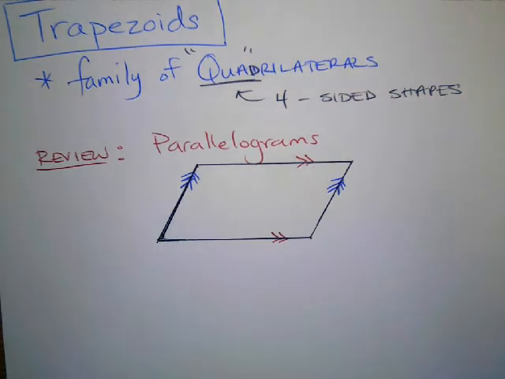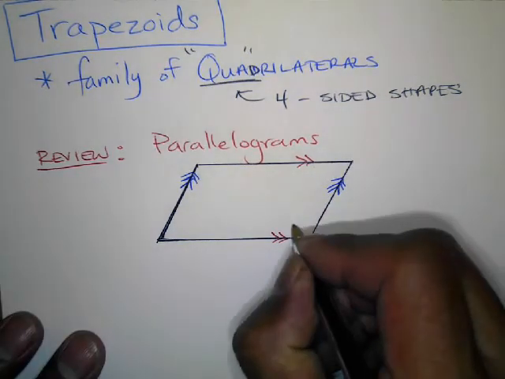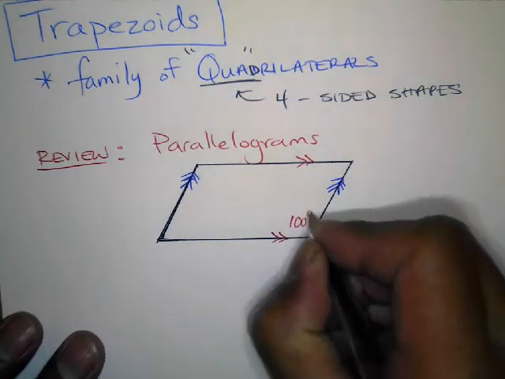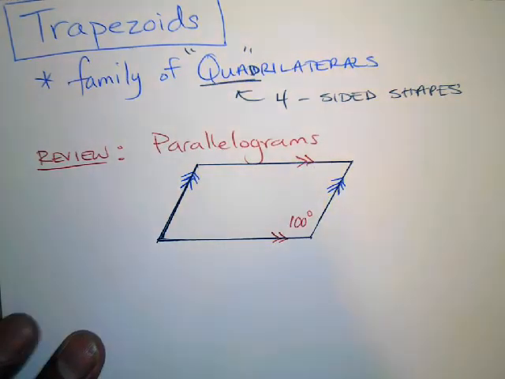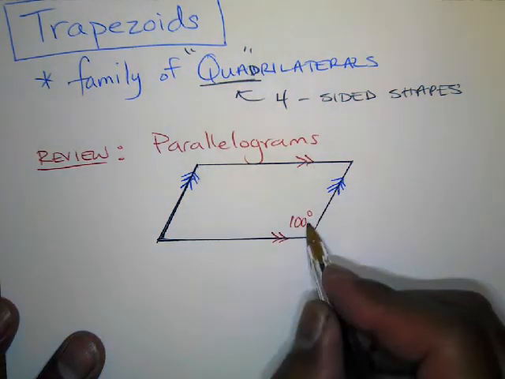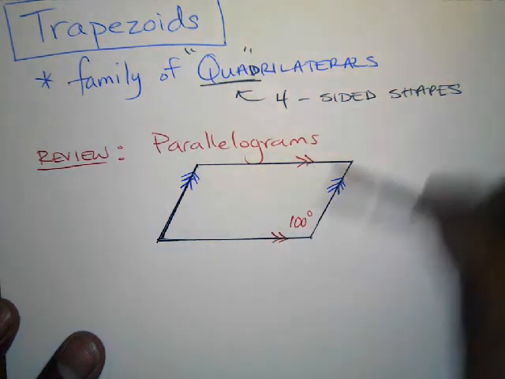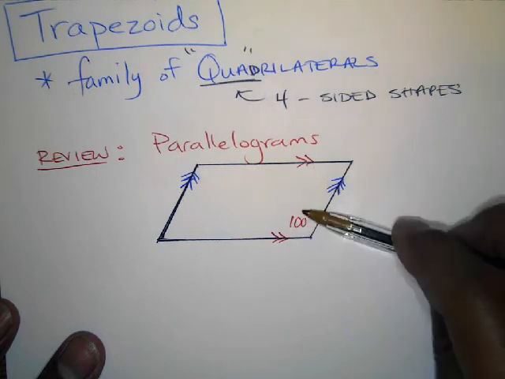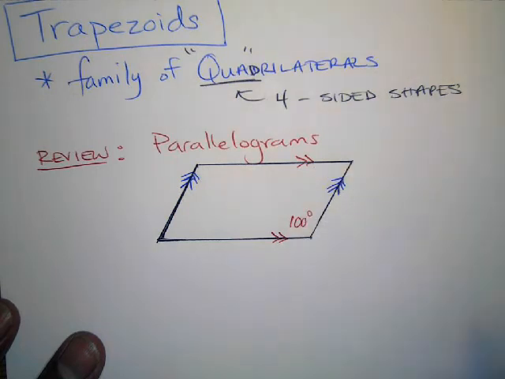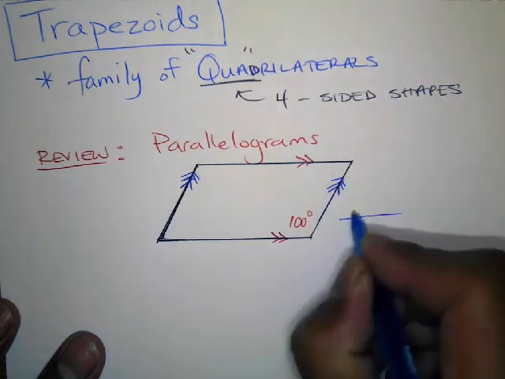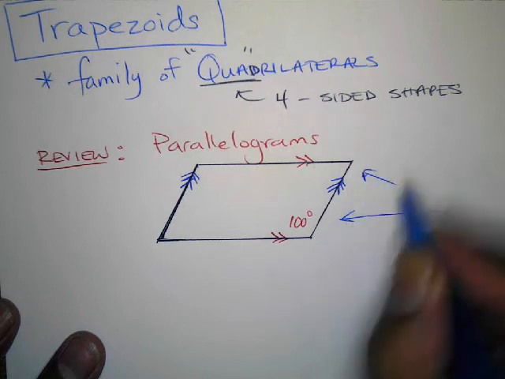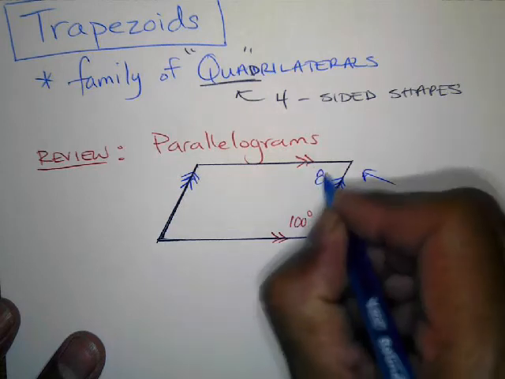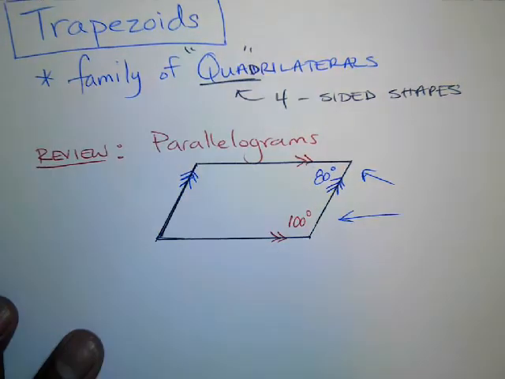So what I wanted to review was, remember this, if this angle was 100, then remember the same side angles were 180. They added up to 180. So that's 100. This has to be 80, right? Because they add up to 180.